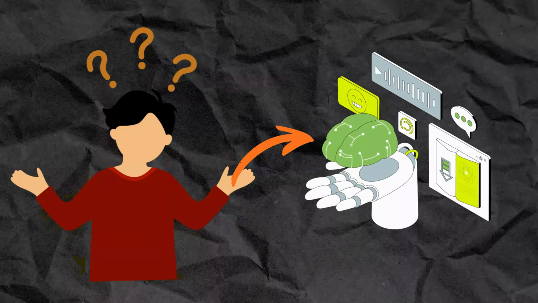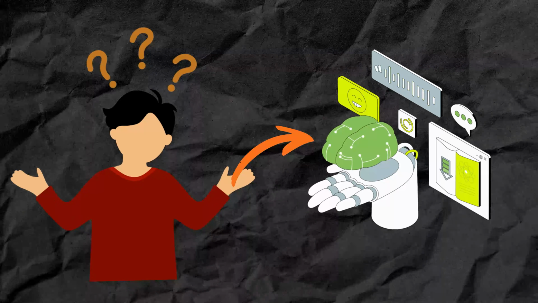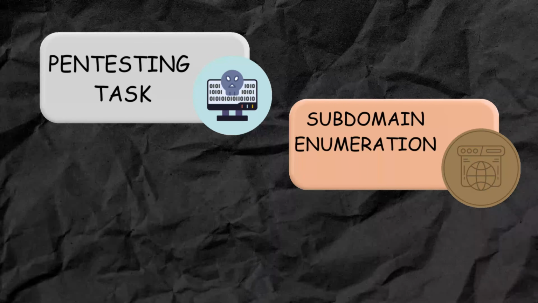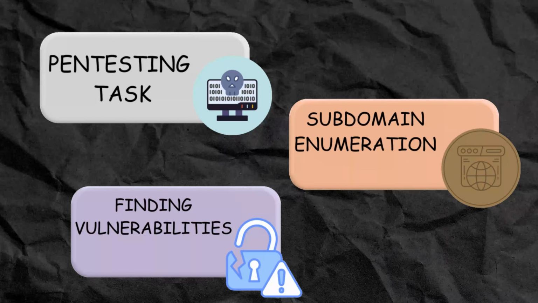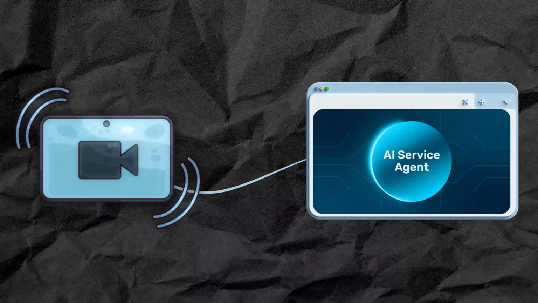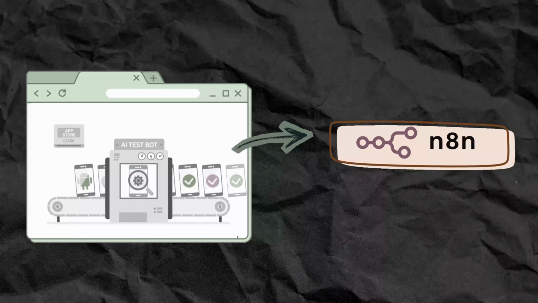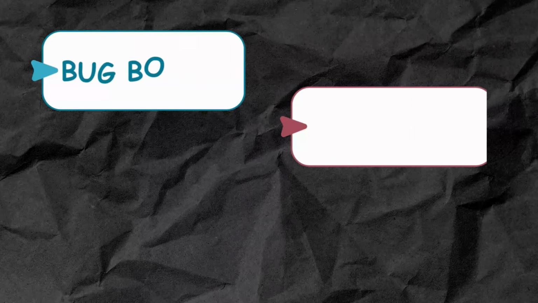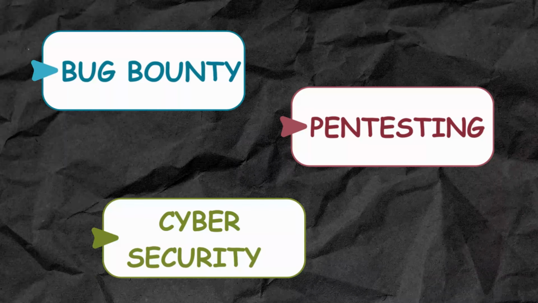So have you guys ever wondered how you can create your own custom AI agent that can perform pen testing tasks for you? It can be subdomain enumeration, finding vulnerabilities, and all sorts of things. If you are wondering how you can do all of these things, then this video is for you, because in this video, I want to show you how we can create a custom AI agent automation using n8n that can help you to automate a lot of stuff for your bug bounty, for your pen testing, or whatever you're trying to do in cybersecurity.